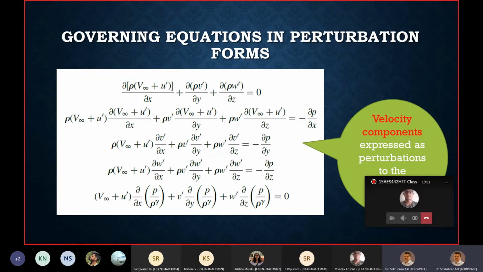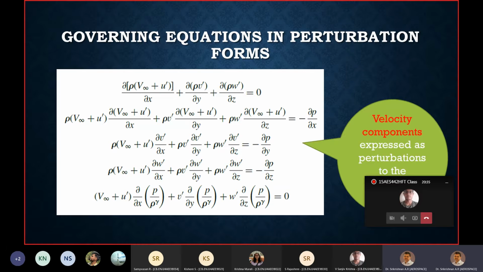Now why V infinity plus u dash? We are rewriting the equations using the perturbed variables. Are we justified in doing this? Yes, because they are the governing equations which should be applicable everywhere in the flow field as long as the flow is steady and inviscid. Keep in mind, the forms of equations that we are dealing with are steady inviscid forms of the governing equations. So as long as the flow is steady inviscid, we can use these equations. So we are now applying these equations to the perturbed flow field.